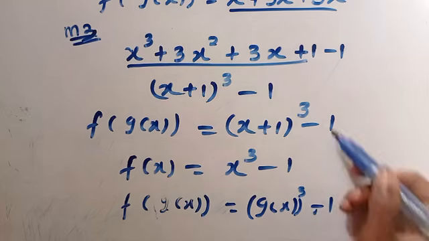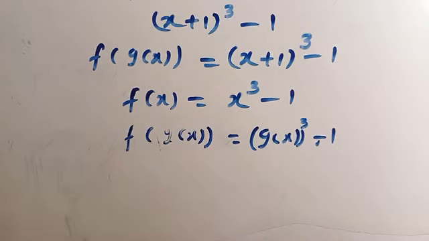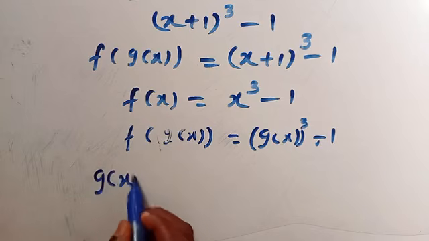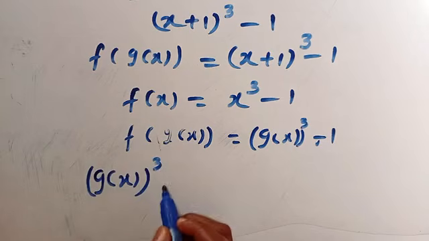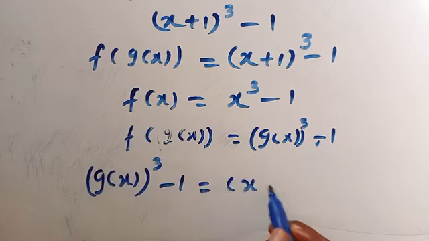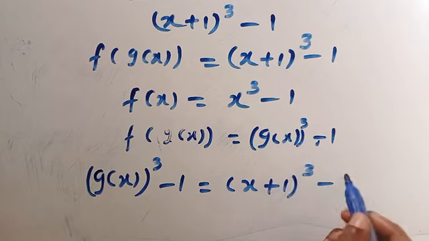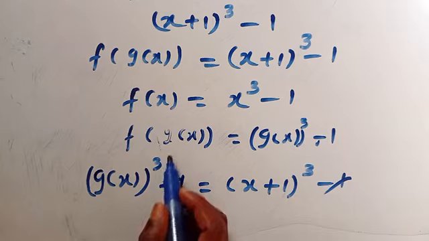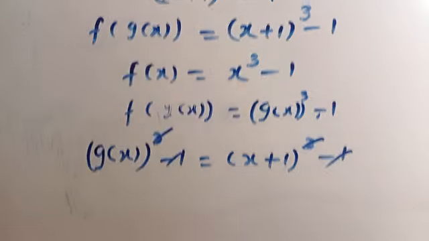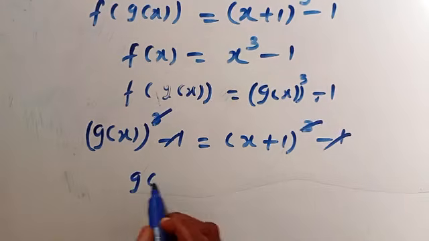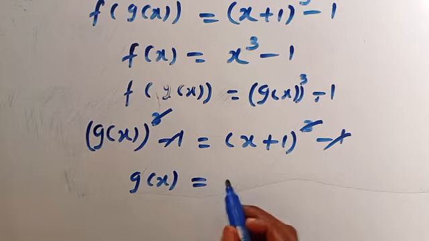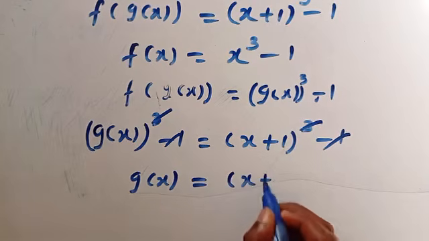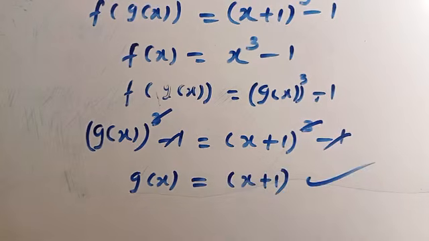So by equating this together, we are going to have g of x raised to power of 3 minus 1 equals x plus 1 raised to power 3 minus 1. So minus 1 and plus 1 cancel, 3 cancels 3, then we get the answer in just 5 seconds. So g of x equals x plus 1. So this is how we solve this problem step by step.